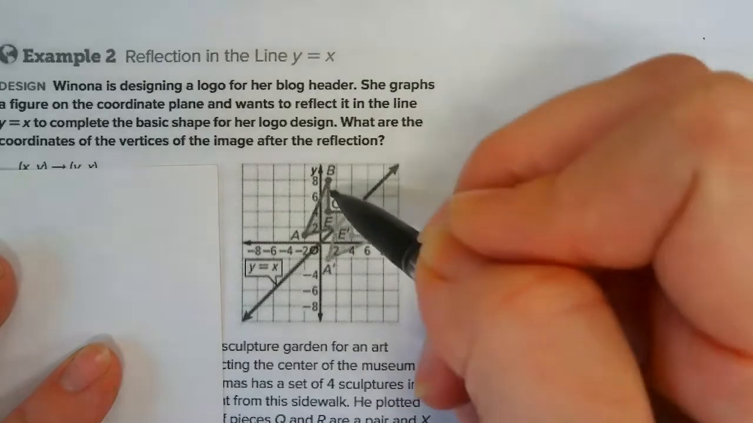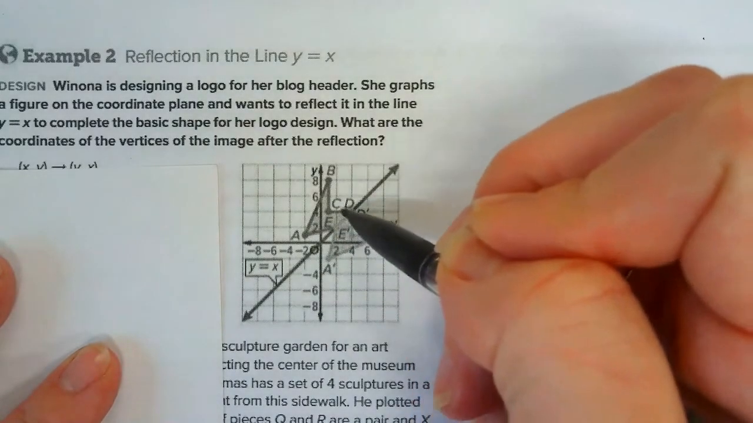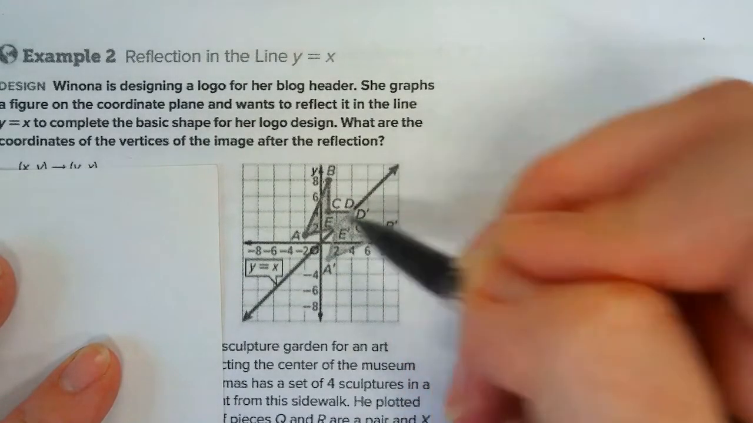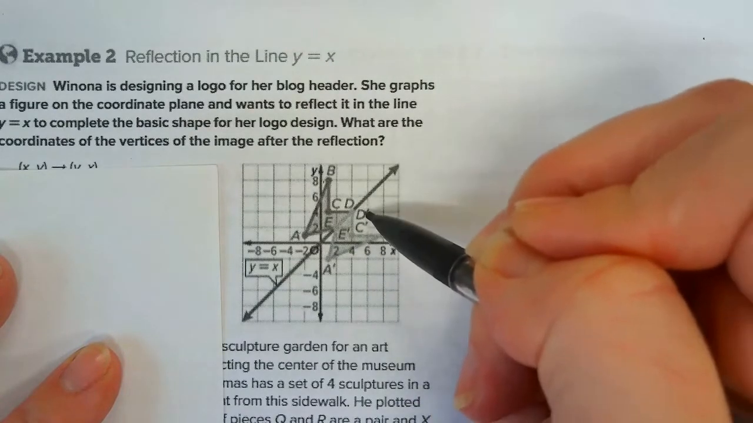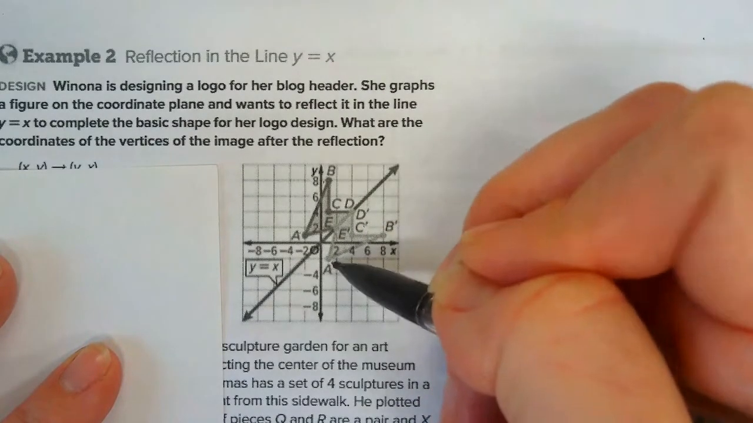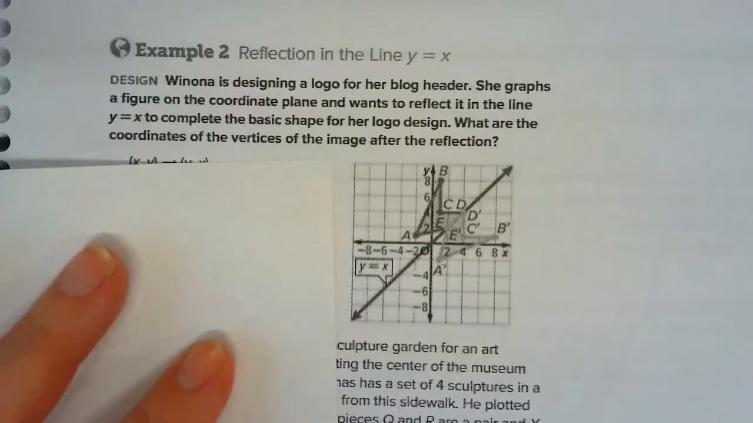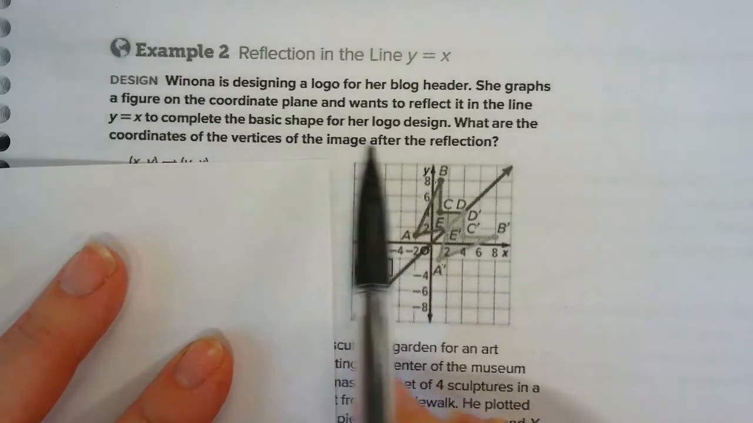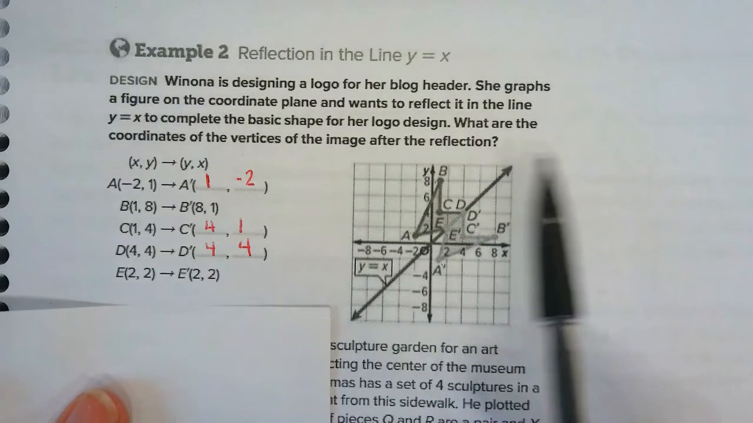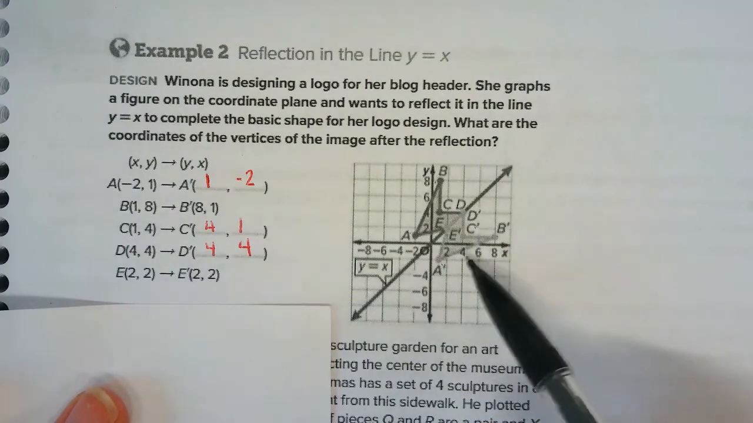So if you notice, this is the original because it's labeled A, B, C, D, E. This is the image because it has those primes on it. Okay? So it's wanting to know the coordinates of the image. So all I did was I just wrote down the coordinates of that image.